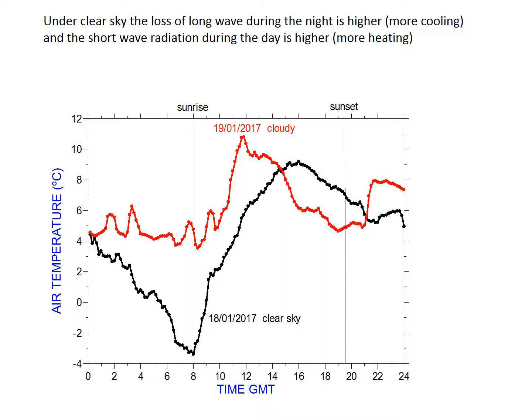On the other hand, when we have cloudy conditions like on the 19th, we have almost no cooling during the night and we have less heating during the day, like here. That is why the variation in temperature is related to atmospheric transmissivity, in other words, to cloudiness, and therefore we can use the temperature range to estimate solar radiation.